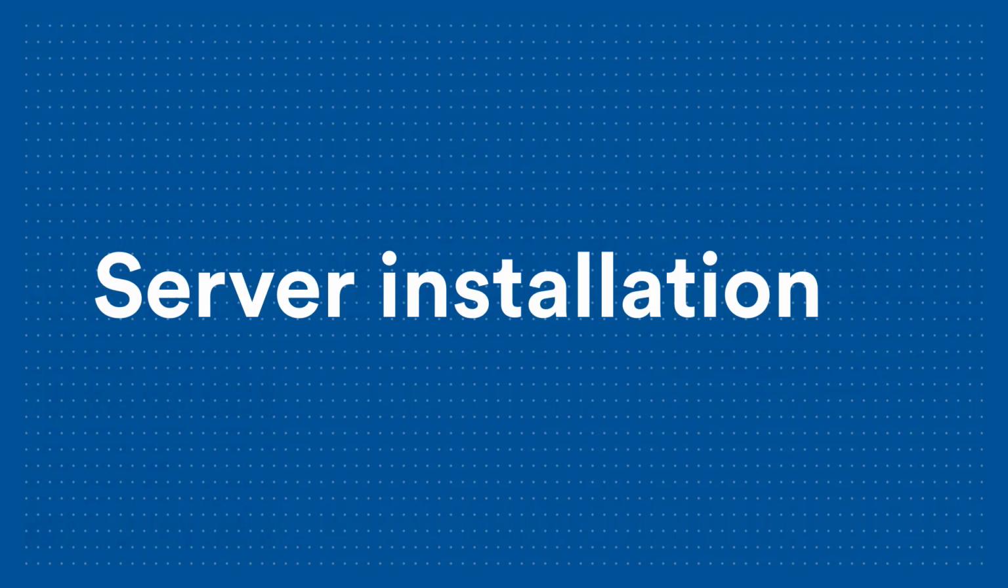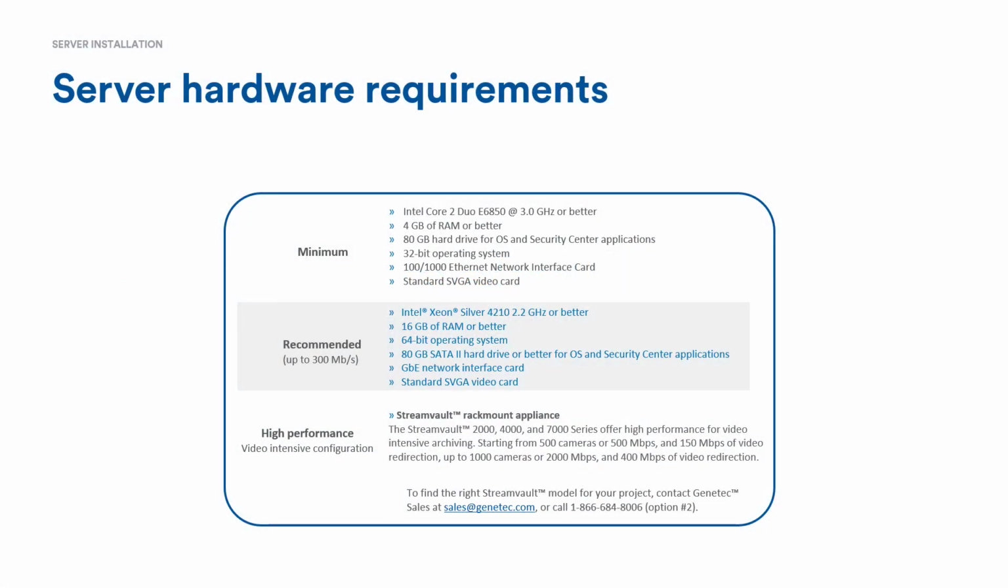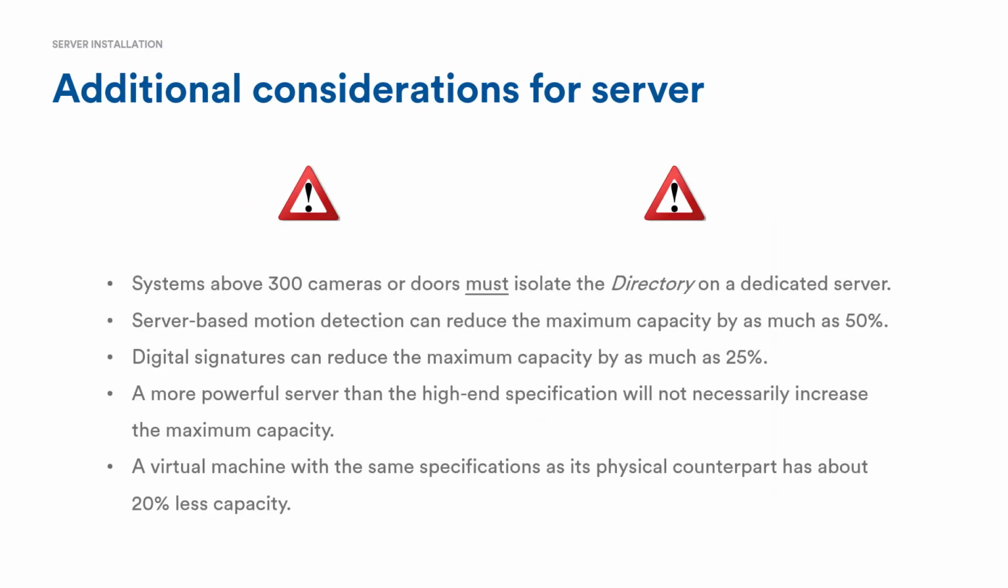Let's look at server installations. Like workstations, we can find server hardware requirements also documented in the same System Requirements Guide. A few additional considerations to keep in mind when installing a Genetec server. Systems with more than 300 cameras or more must isolate the directory on a dedicated server. So 300 is the threshold at which point we must design a multi-server system.